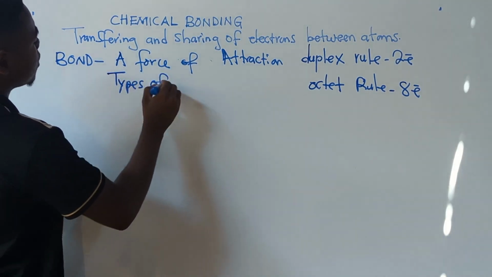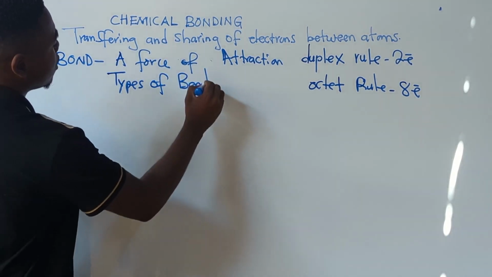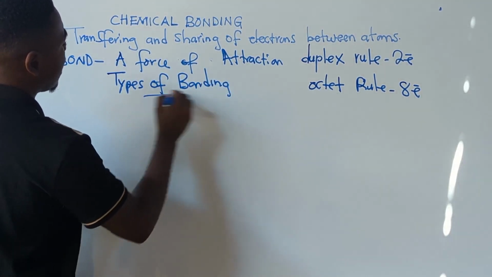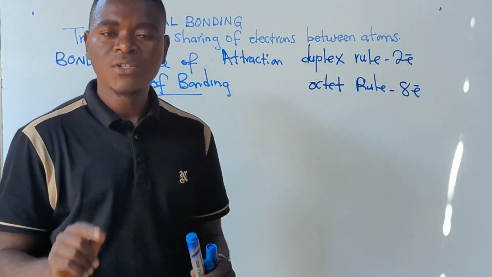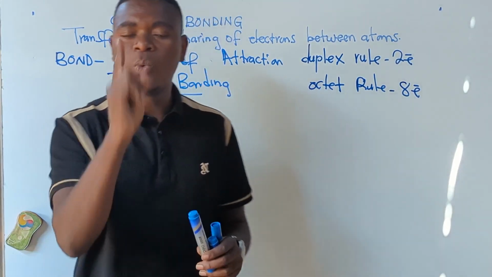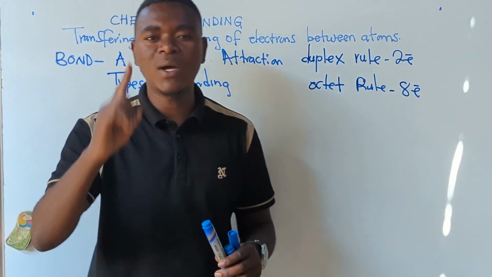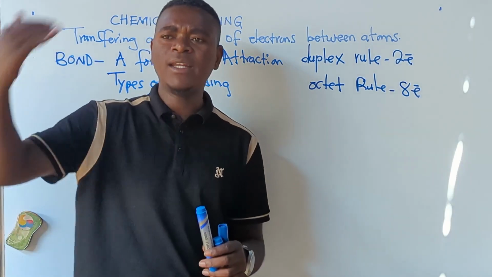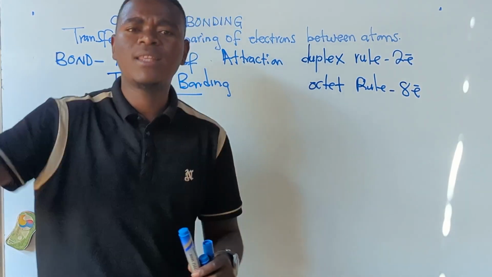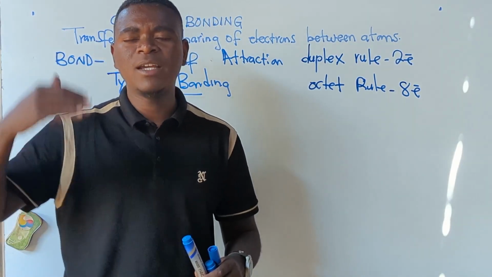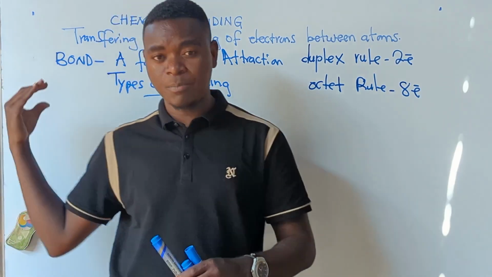You now discover that we have types of bonding. Since this is our lesson 1, I'll just major on one type of bonding, and in my next lesson, I'm going to talk about another type of bonding, and in my other lesson, which happens to be my lesson 3, I'm going to finish bonding.